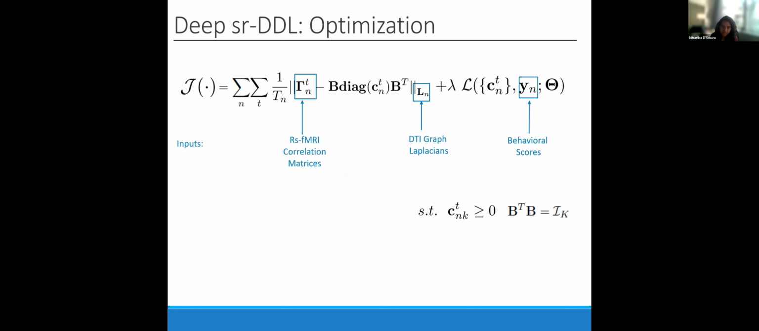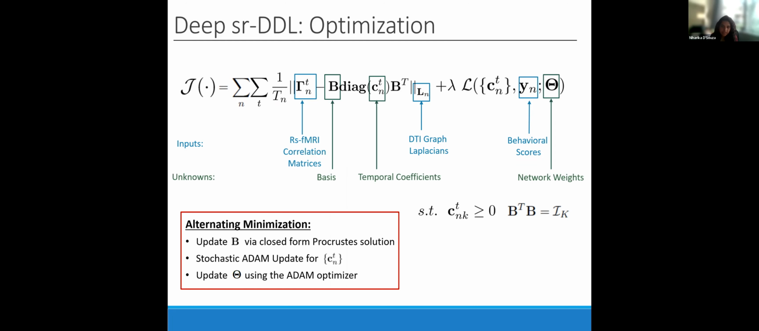To recap, the inputs to our model are the correlation matrices, the DTI graph Laplacians, and the clinical severity scores. What we want to jointly estimate are the basis, the dictionary coefficients, and the deep network weights. This is a more difficult inference problem than before, but we can nevertheless simplify the inference by looking at the sub-problems in alternating minimization.